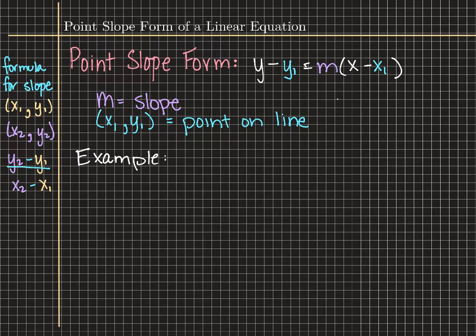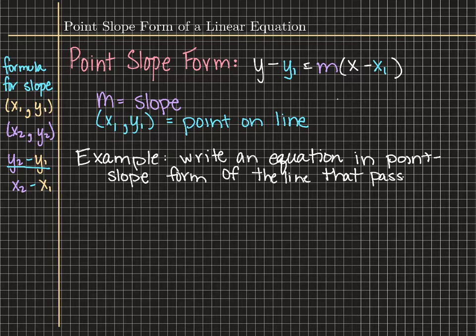So we are going to write an equation in point slope form of a line that passes through 3, -1, and has a slope of -2. All right, so again, we're going to be using this point slope form.